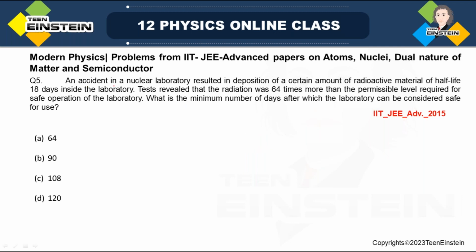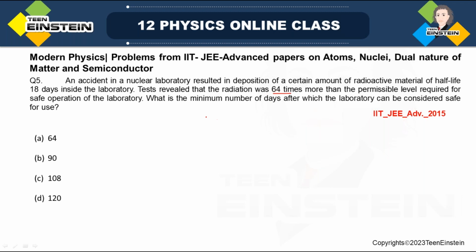So here the question is, an accident in a nuclear laboratory resulted in deposition of a certain amount of radioactive material of half-life 18 days inside the laboratory. Tests revealed that radiation was 64 times more than the permissible value, the permissible radiation limit for safe operation of the laboratory.